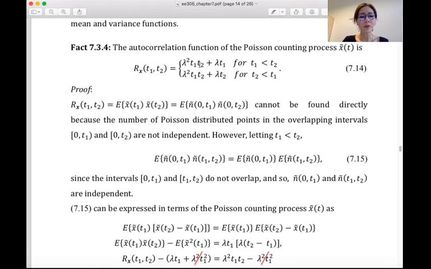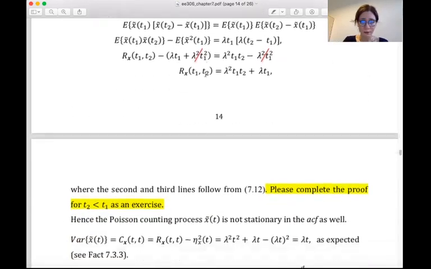But what you have to notice here is that this function is not the ACF of a stationary random process. Why? For the Poisson process to be stationary in the ACF, this should come out as a function of T1 minus T2, which is not the case. So we know that the Poisson random process is not stationary in the ACF.